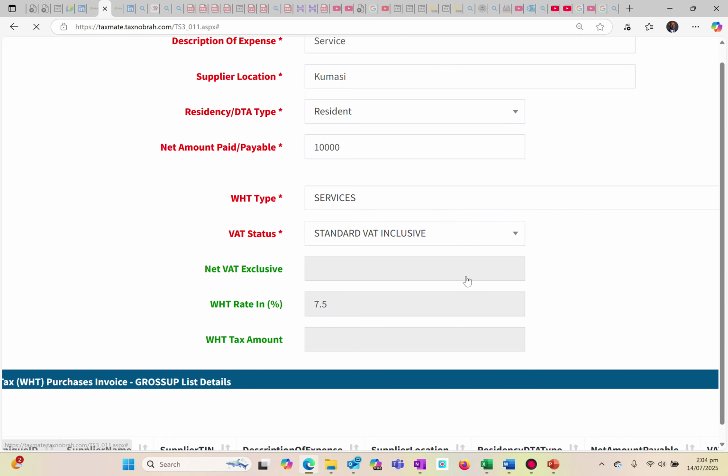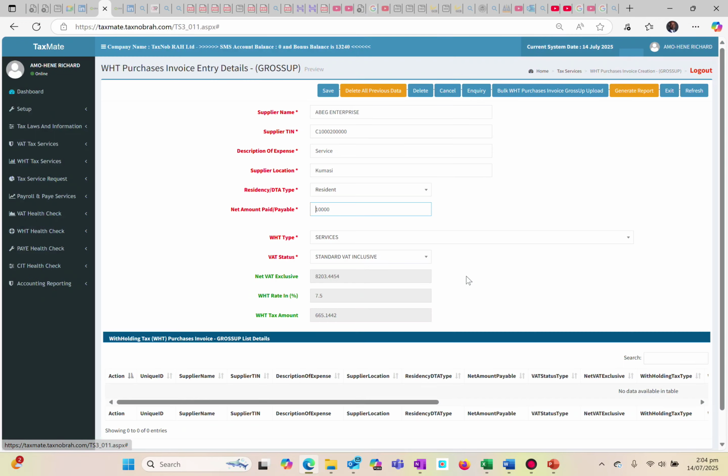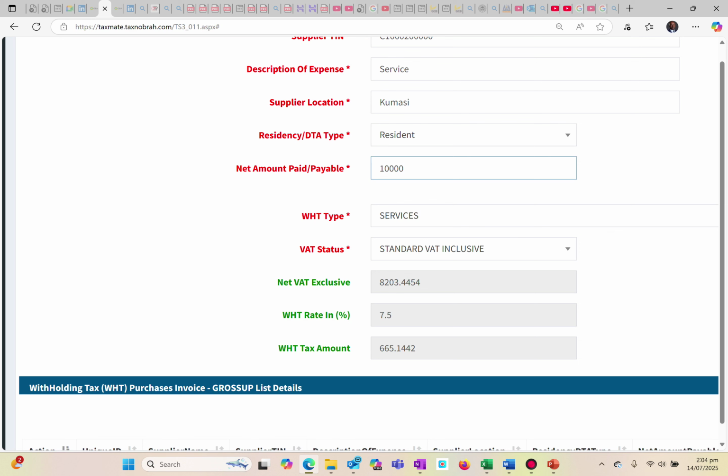Our system, we have been able to tease out the arithmetic to come out with a model that will be able to determine the net, that's the VAT exclusive amount, because the gross up is supposed to be on the VAT exclusive amount, not the VAT inclusive amount. All right. So having teased out the VAT exclusive amount this way, then it can comfortably apply the rate to determine the withholding tax rate.